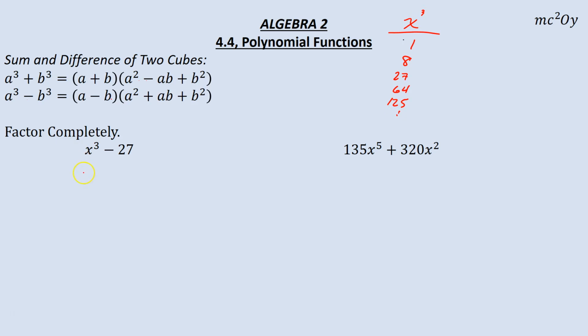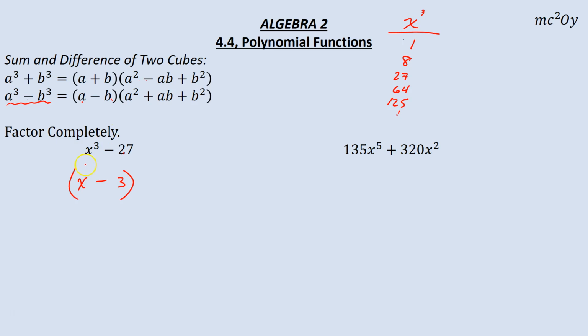So cube root, yep. So this is x. Cube root, yep, we can cube that. This is a perfect cube, perfect cube. So the cube root of this is 3, because 3 times 3 times 3 gives us our 27. So we're dealing with the difference here. So we're going to go x minus 3.